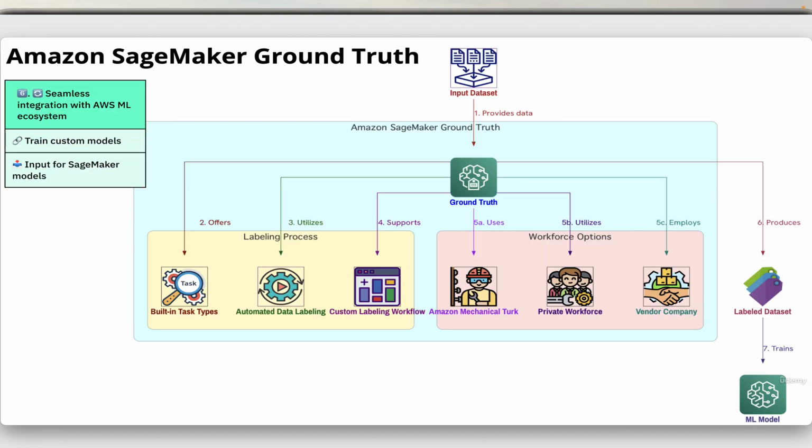Seamless integration with the AWS ML ecosystem. The labeled datasets produced by Ground Truth can be used to train custom models or serve as input for Amazon SageMaker models. This provides a seamless integration within the AWS machine learning ecosystem, allowing users to move easily from data labeling to model training and deployment. So we are still at the stage of preparing our data, right? Because the data is there, but it's not labeled, and if it's unlabeled, we don't know what to achieve, right? So once you finish that stage, there is seamless integration with the rest of the workflow: training the model, evaluating the model, and deploying the model.